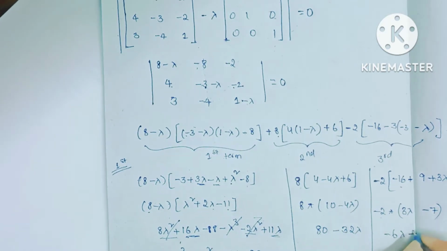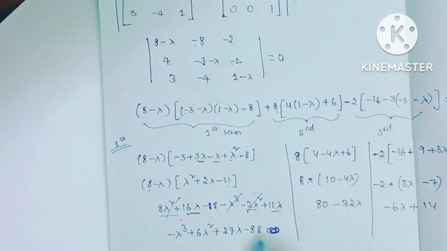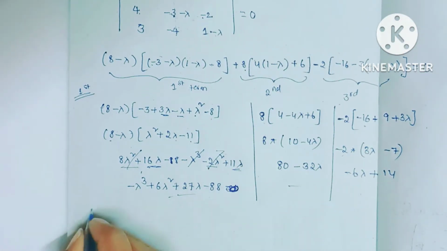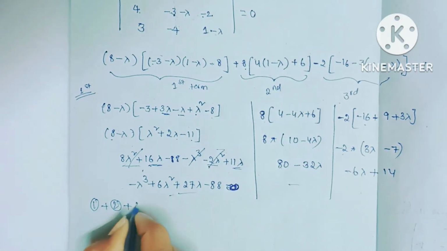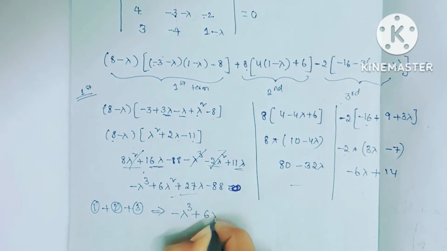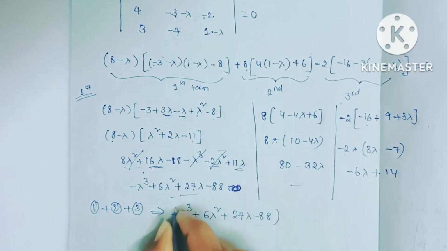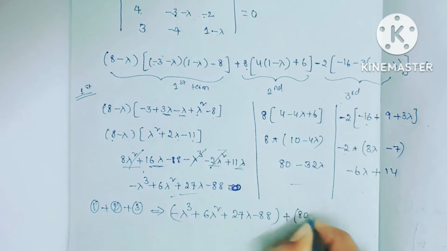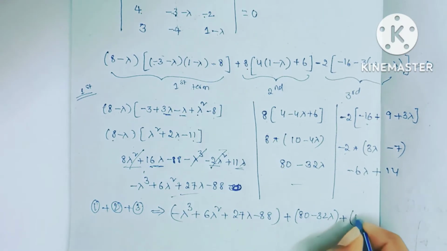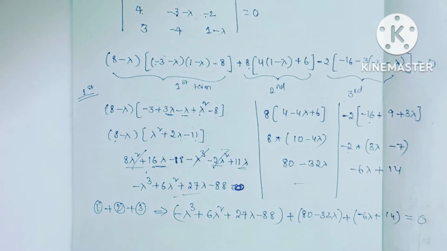Okay, this is the first term, second one, third one. So I am adding the first term, second term and third term. We'll get minus lambda cube plus 6 lambda square plus 27 lambda minus 88, plus 80 minus 32 lambda, plus minus 6 lambda plus 14, which is equal to 0.